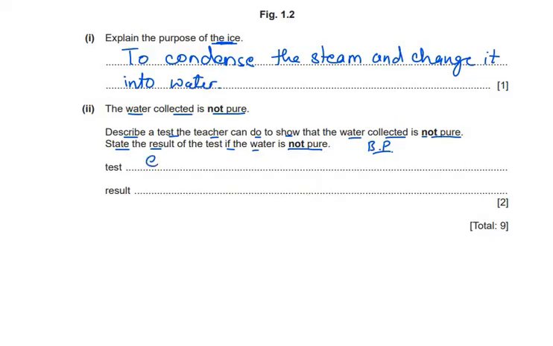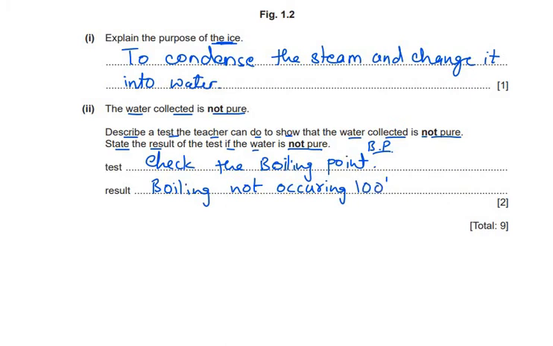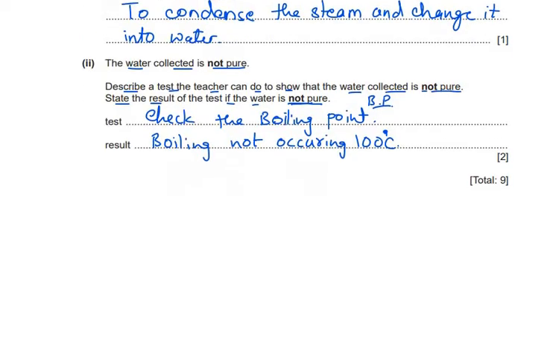Rather, it's very easy to check the boiling point. So I'll say that check the boiling point of water, and if it's pure, it's obviously going to boil exactly at 100 degrees. So you can write result: boiling not occurring at 100 degrees. If it occurs at 100 degrees exactly, it's a pure water. But here we want to prove that it's not pure, so boiling won't occur at 100 degrees Celsius. And you can see that here is the end of question 1.